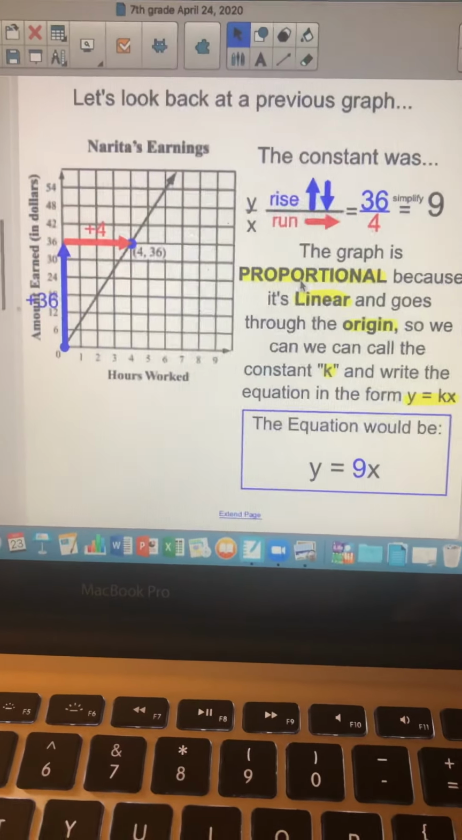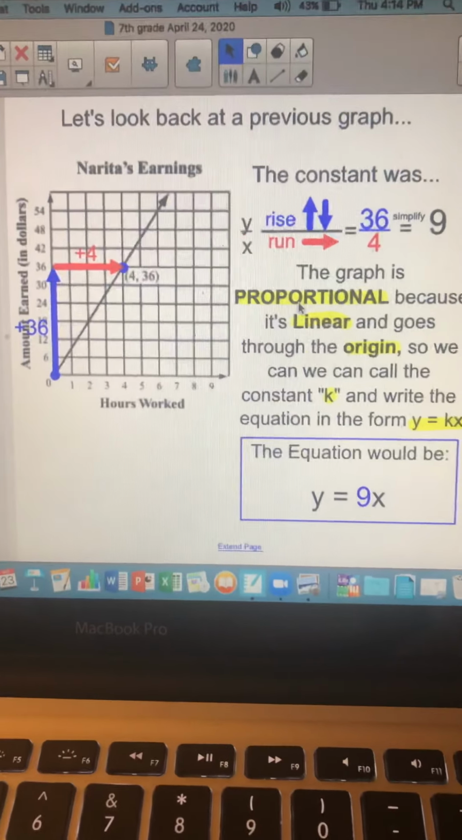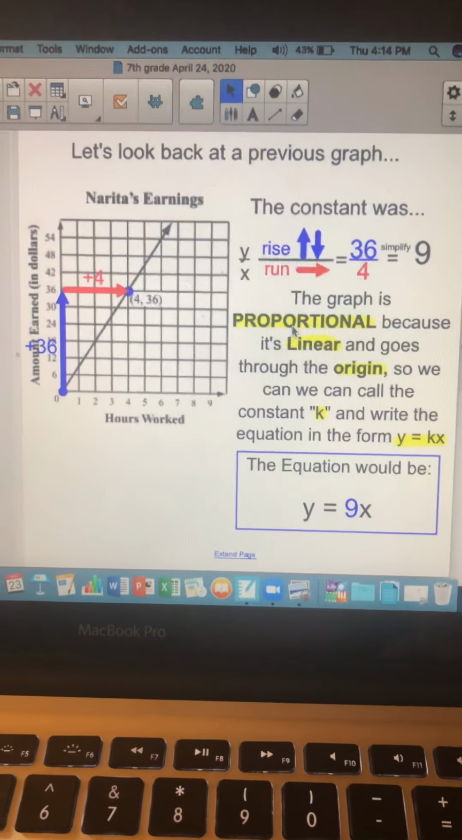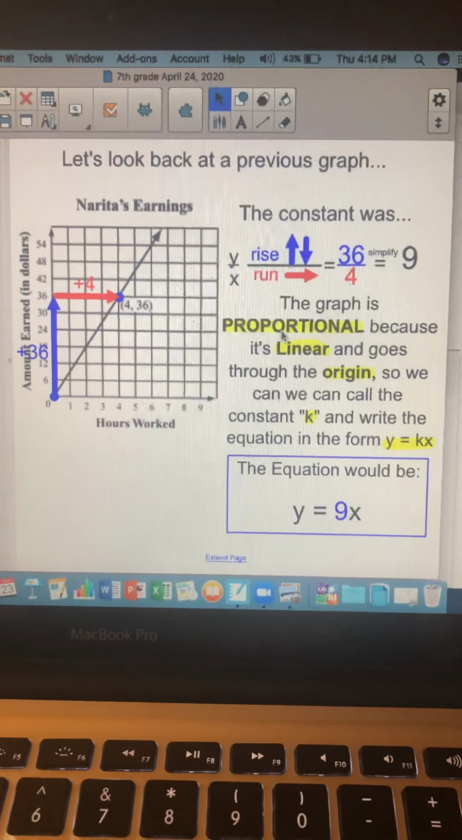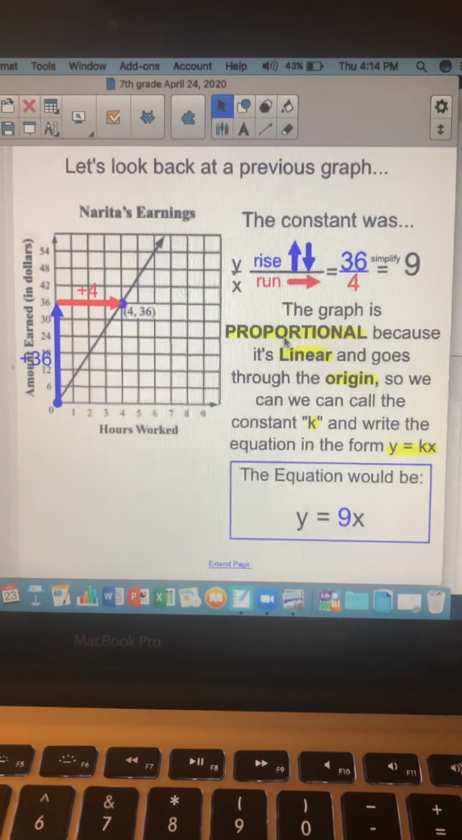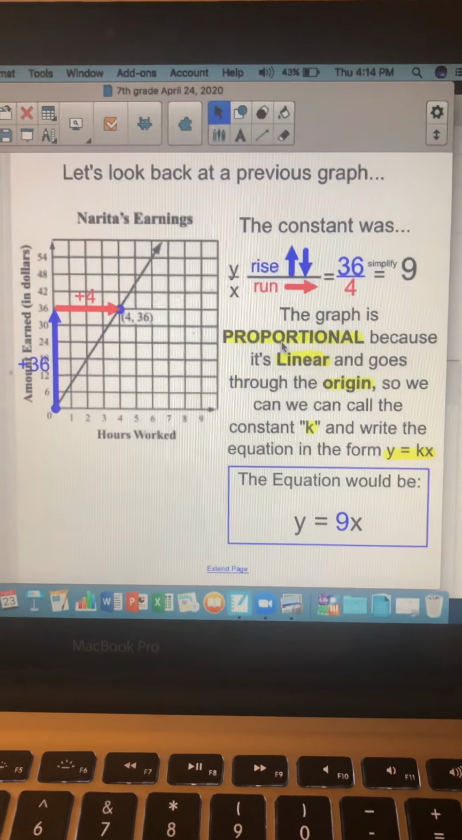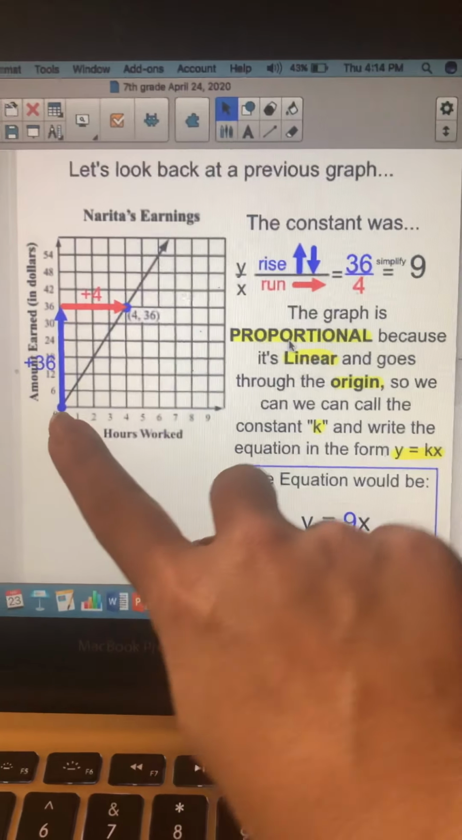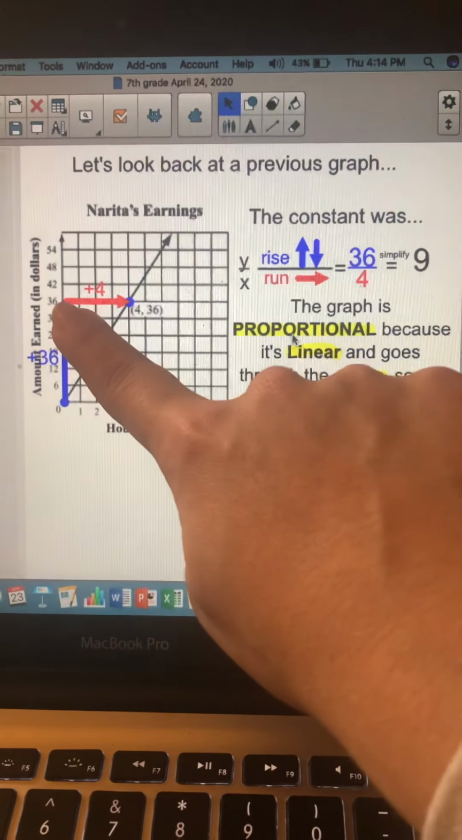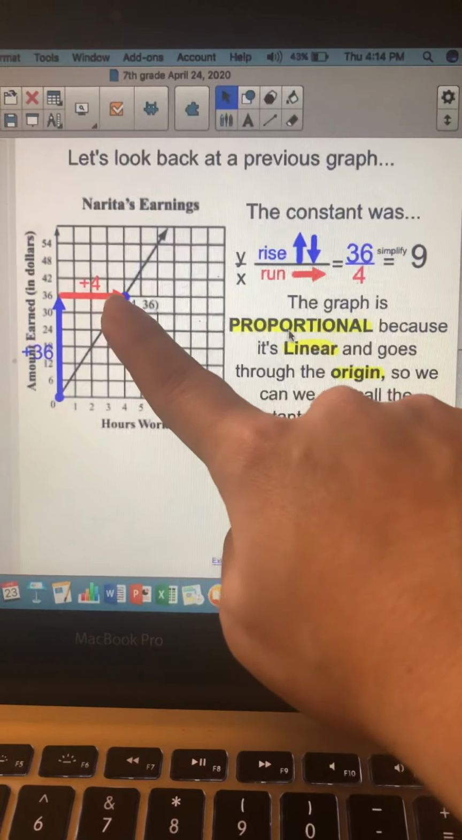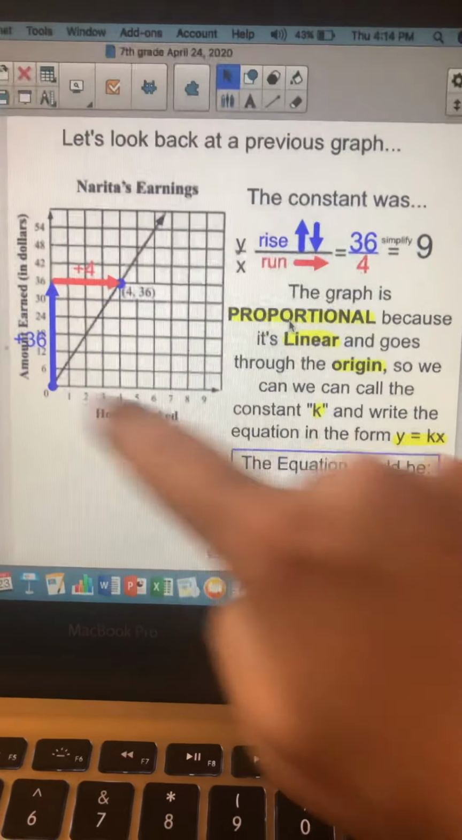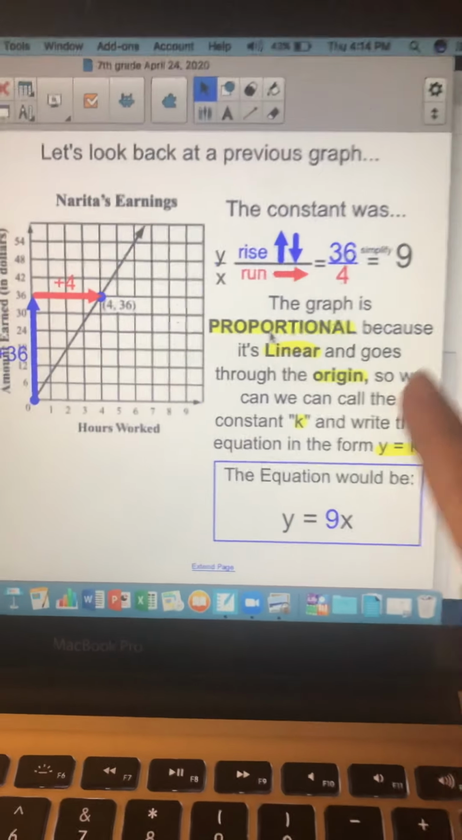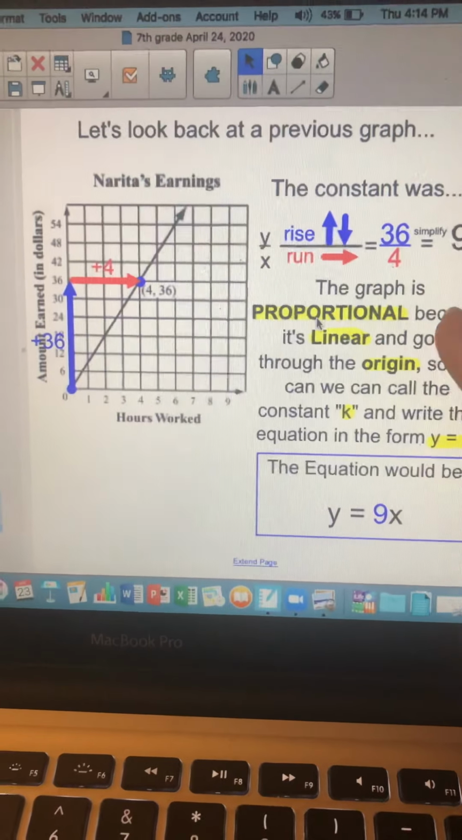Okay, so that's what you're doing there. And then we're going to also give you graphs. It's the same thing. You guys already saw this graph. We had you guys determine if the graph was proportional, and you said that it was because there's a rise of 36 and a run of 4, and it's linear and goes through the origin. So because it's linear and goes through the origin, we know that it's proportional.